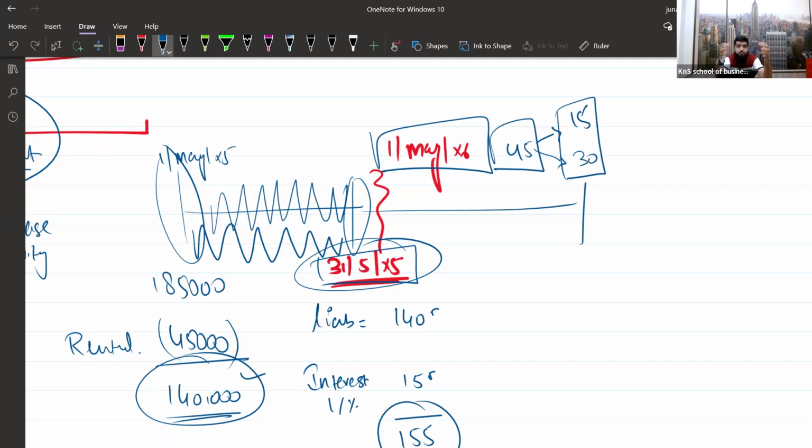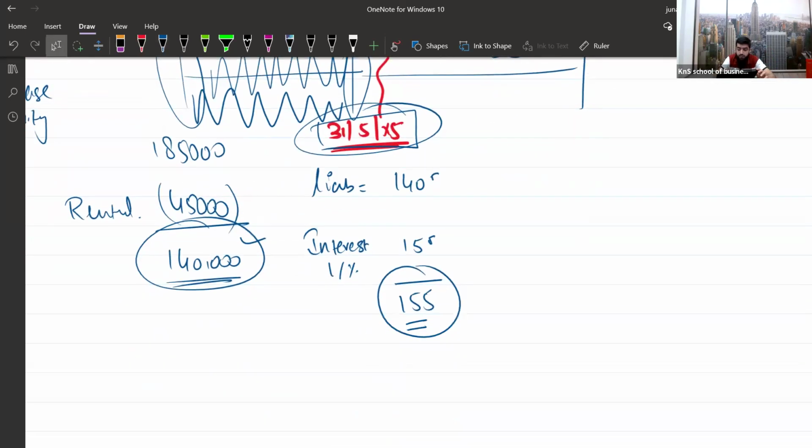An obligation that will be paid in the next 12 months. So the obligation that will be settled in the next 12 months, on the very next day, you will be paying off the obligation of 45. So 45 is going to be the current liability.